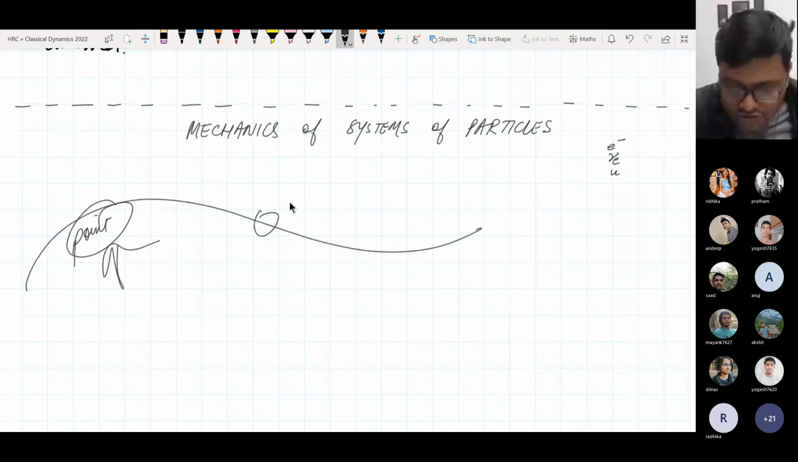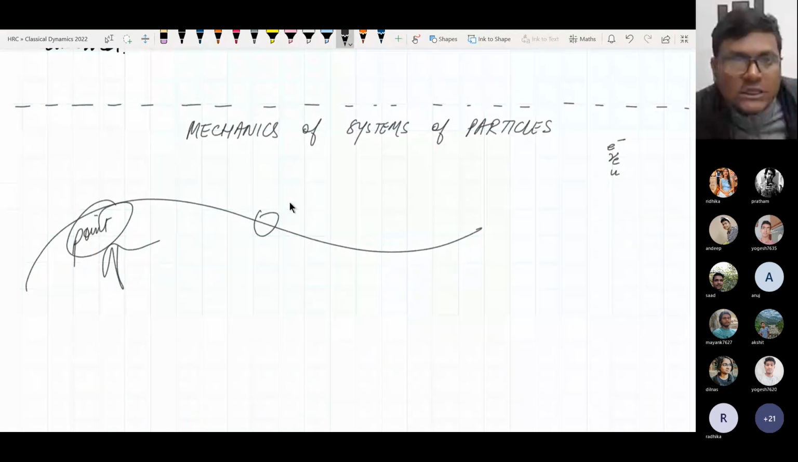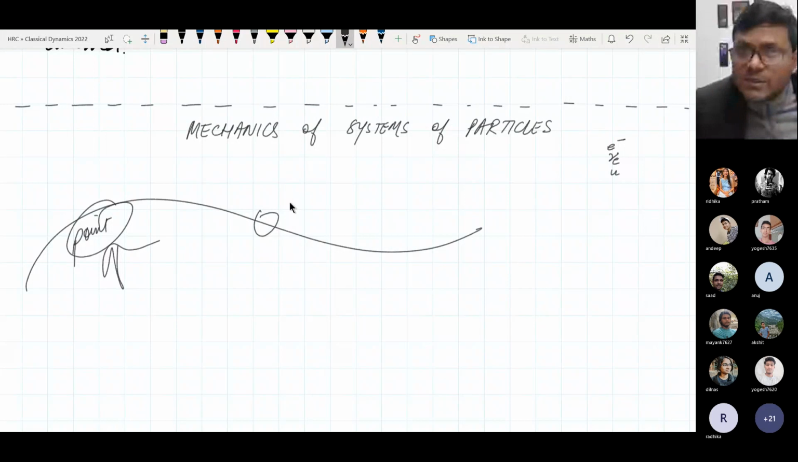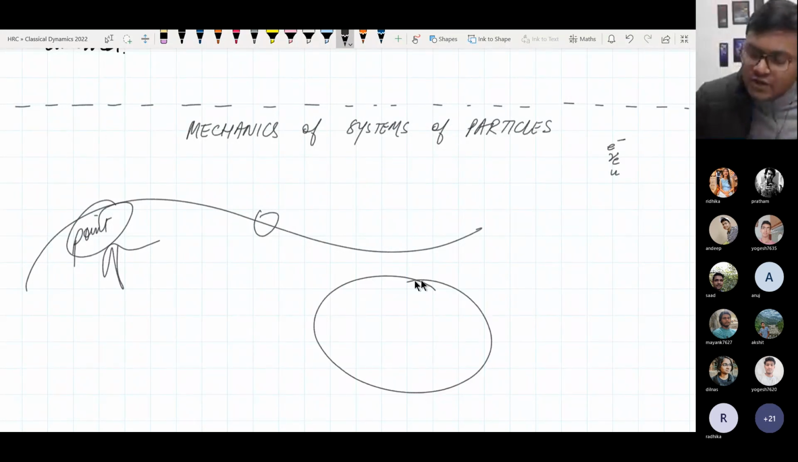So when a particle is moving, its dimension doesn't matter when we do an analysis of its trajectory. So for example, Earth is a point mass particle if we look at its motion around the sun. Compared to the size of its orbit, the Earth is so small that we can assume it to be a point mass particle, even though it is not, even though it is very huge.